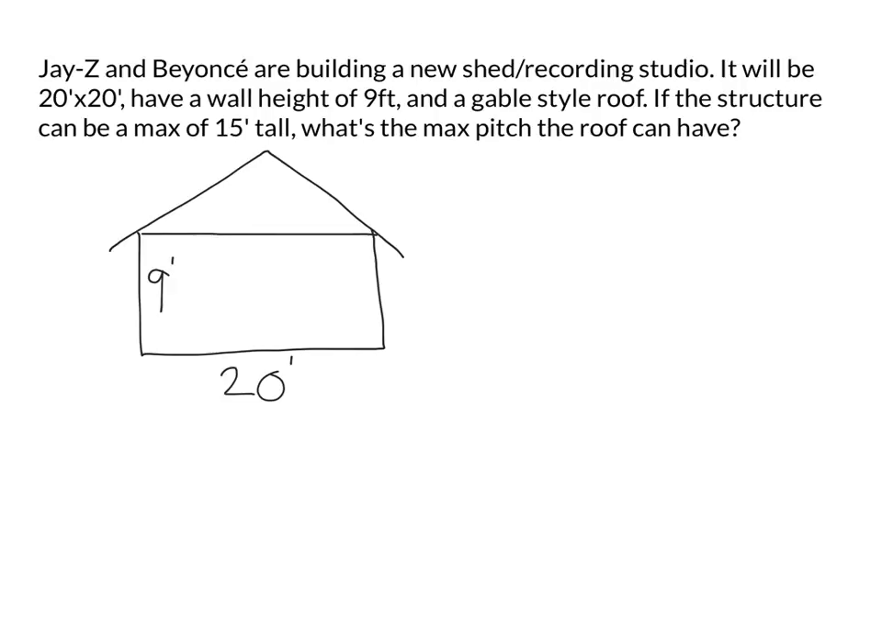But anyways, the wall height's 9 feet, but if we look there, it says if the structure can be a max of 15 feet tall, what's the max pitch of the roof? Now, pitch in construction is the same as slope in math. I mean the same thing, okay? So pitch is your rise over run, and in math it's slope, okay? So oftentimes what you'll hear is a roof has a 2 pitch or a 3 pitch or a 4 pitch, 5, 6, all the way up until 12, and it's always over 12, so like a 4/12 or a 5/12. They don't simplify the fractions even if you can.